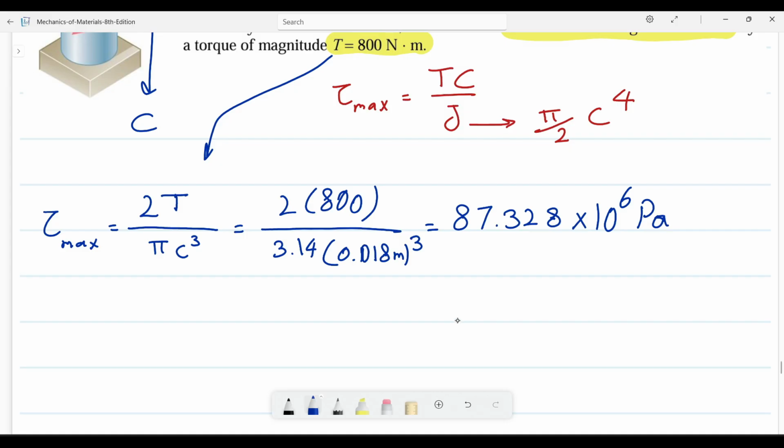which is equal 87.3 approximately equal 87.3 megapascal. That's it.